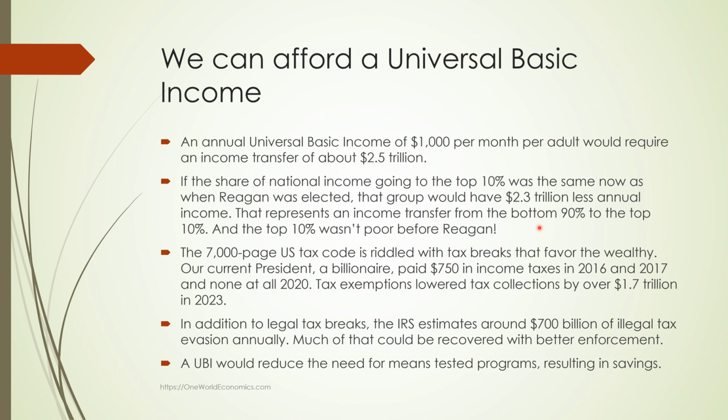Our current president, a billionaire, paid $750 in income taxes in 2016 and 2017, and none at all in 2020. So you get an idea of how badly screwed the income tax code is to allow something like that to happen. Tax exemptions lowered tax collections by over $1.7 trillion in 2023. We've also seen how much money gets sheltered in tax shelters like Ireland. In addition to legal tax breaks, the IRS estimates around $700 billion of illegal tax evasion annually. Much of that could be recovered with better enforcement.